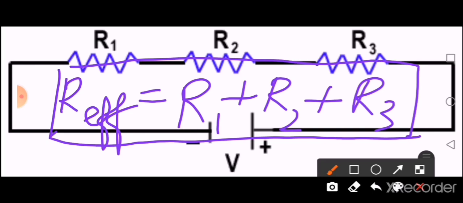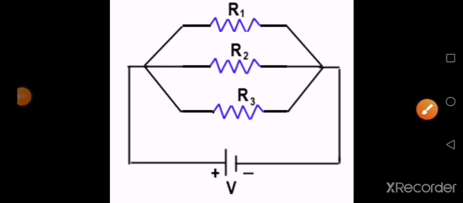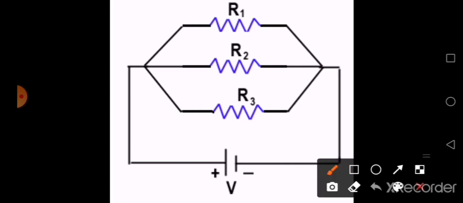Now let us come to the second one, that is combination of resistors in parallel. When you talk about the combination of resistors in parallel, here you are having a branched connection. In series it was an end-to-end connection. In a parallel combination of resistors, you are having a branched connection.